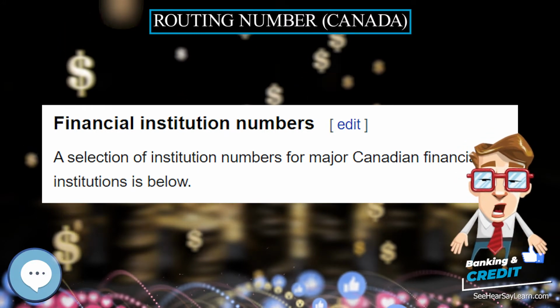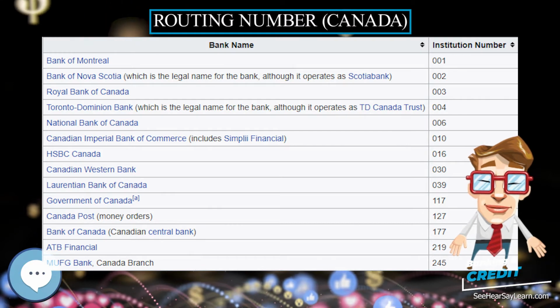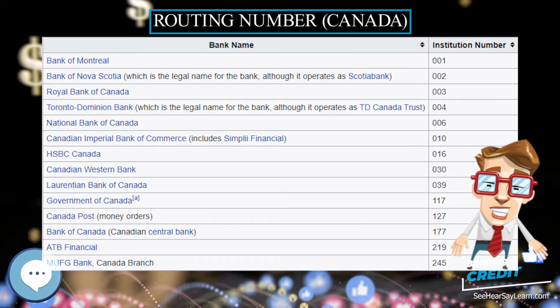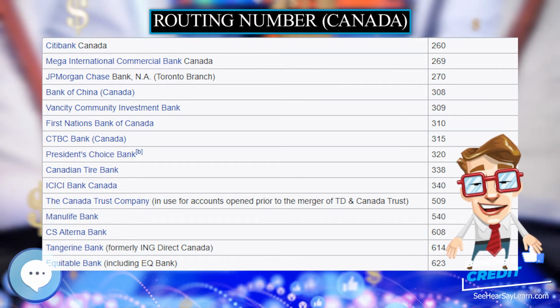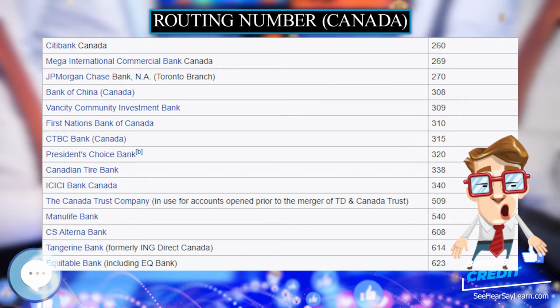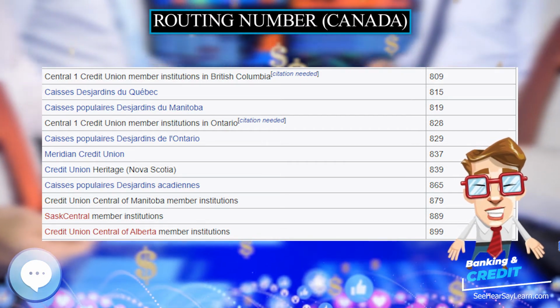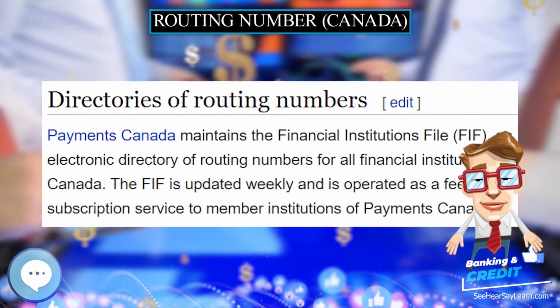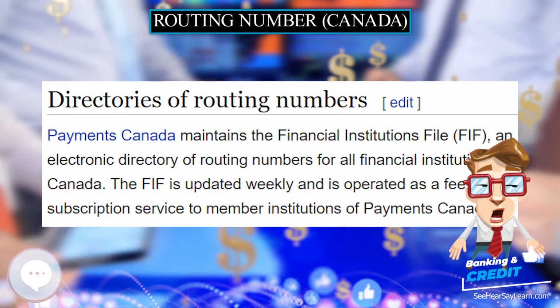Format. A routing number consists of a 5-digit transit number, also called branch number, identifying the branch where an account is held, and a 3-digit financial institution number corresponding to the financial institution. The number is given as one of the following forms, where XXXXX is the transit number and YYY is the financial institution number. A leading 0 is used when formatting a routing number for electronic payments.